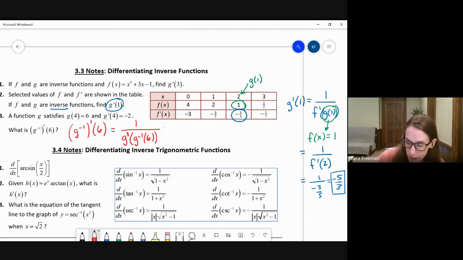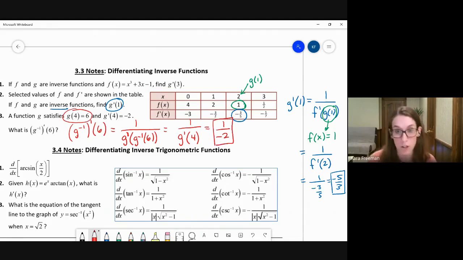Okay, so then I've got to find, what's g inverse of 6? Well, that's when g is equal to 6. So they gave me g is equal to 6 when x is 4. So y'all see that would be 4, right? Just the inverse. And then, of course, they give me g prime of 4. So this is an example where they only give me the information that I need to know. Sometimes they'll do that, and sometimes they'll give you more information than you need to know to make sure you know what you're looking for.